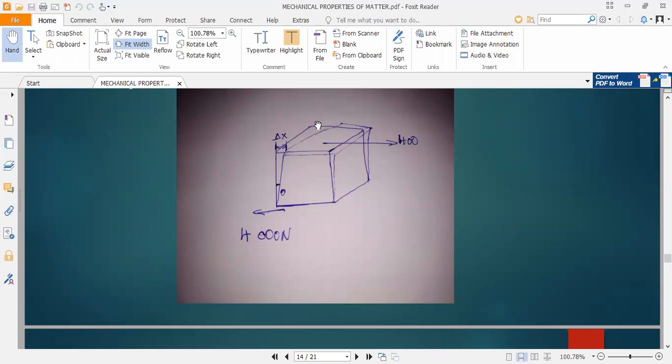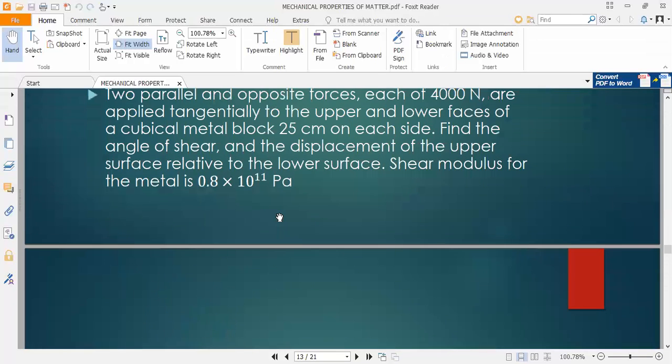Its original shape was this shape, which you can see in bold blue lines. But then after applying this force, the other one, which you can see faint in there, is the resulting effect. The resulting effect of applying these two parallel forces caused the change in length. And actually, they have been asking us to find the angle of shear and the displacement of the upper surface relative to the lower surface.